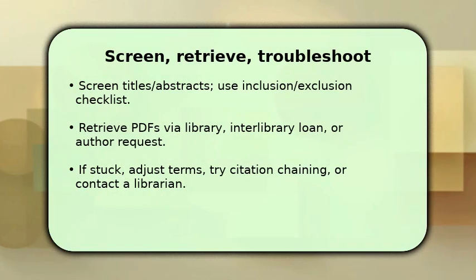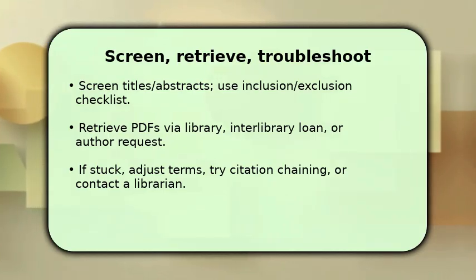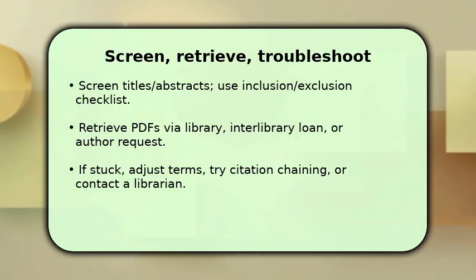Finish by screening and retrieving full texts. Rapidly screen titles and abstracts against a short checklist of inclusion and exclusion criteria to prioritize what to download. For full texts, use your library links first, then interlibrary loan or email authors for copies when necessary. Export citations into reference software and tag reasons for exclusion. That keeps decisions transparent.